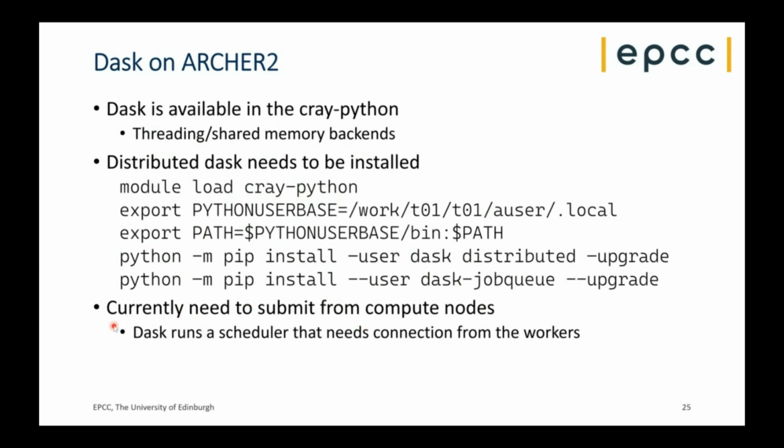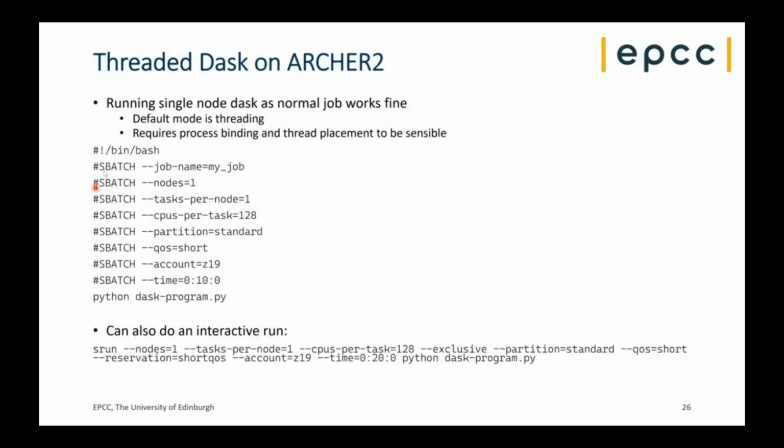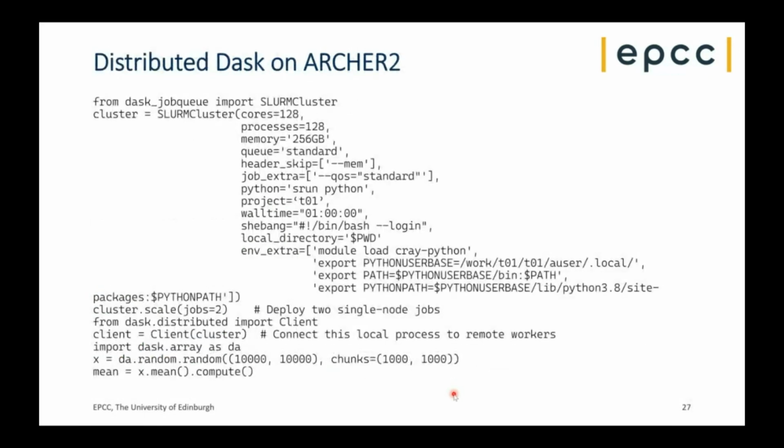And then what we need to do is run a scheduler that needs connections from the workers, so we need to submit from a compute node. So what does that mean? Well, we can put it inside our batch program, as a normal batch program, a Python Dask program, and that will use a single node, and that will do sensible stuff as long as you get your process placement and binding correct. You can also do that as an interactive task, as we've seen before.